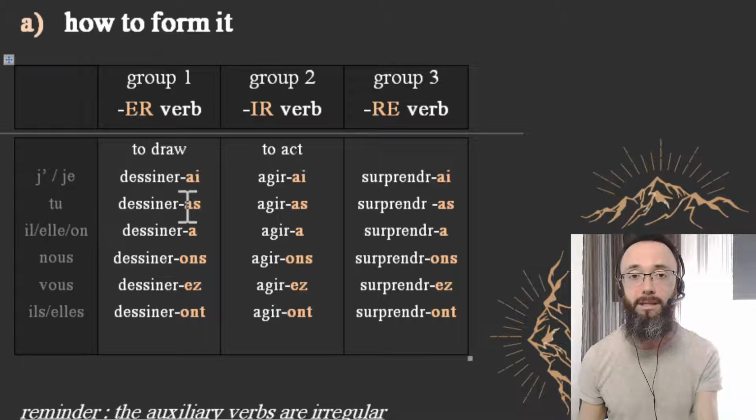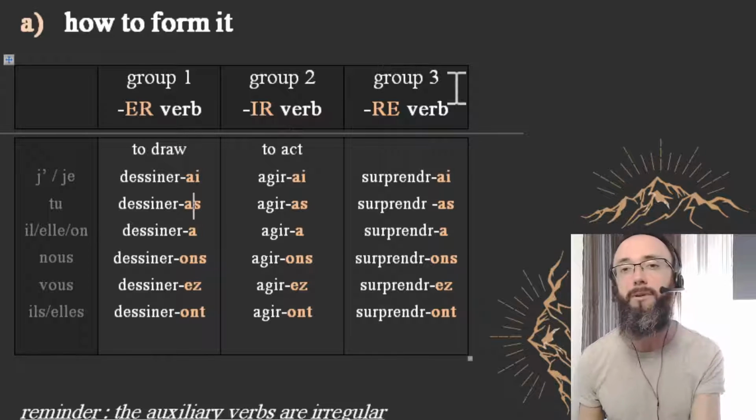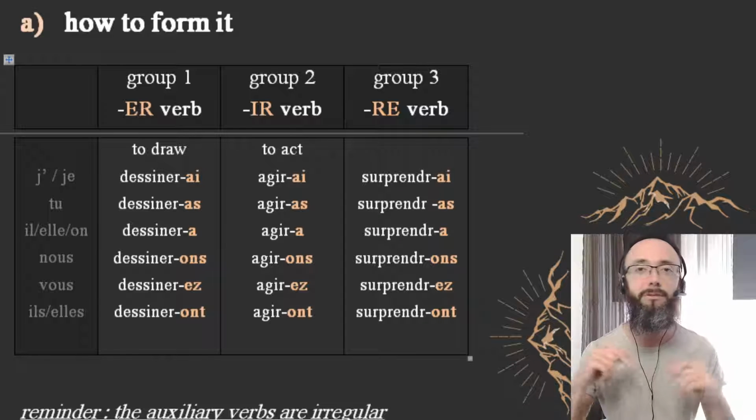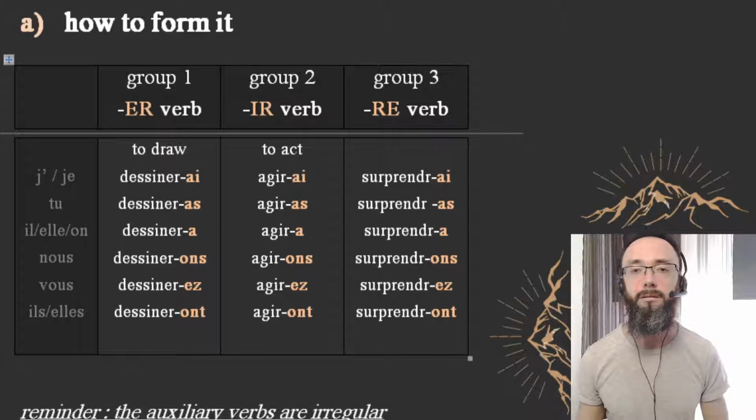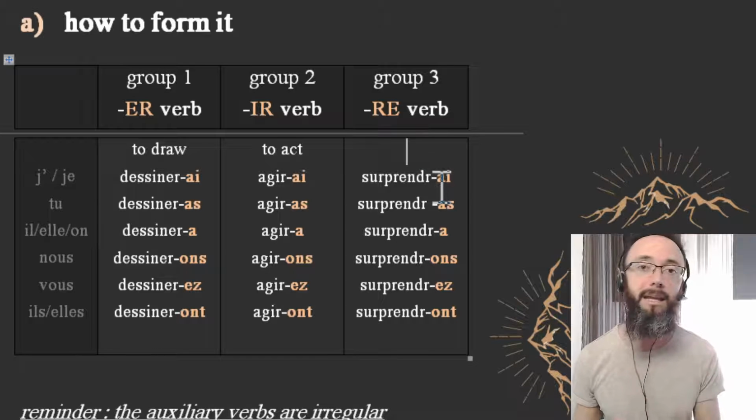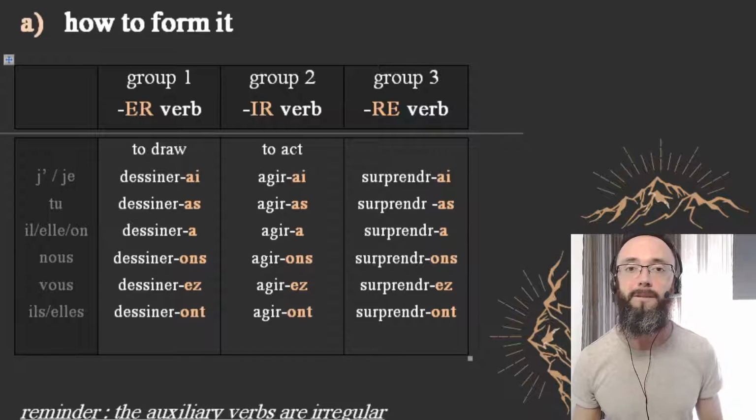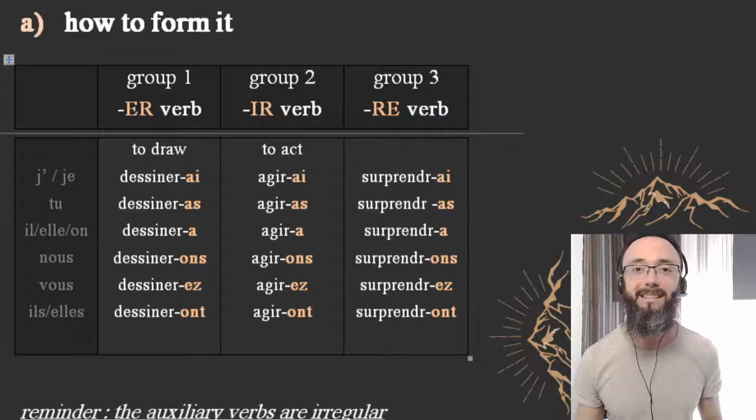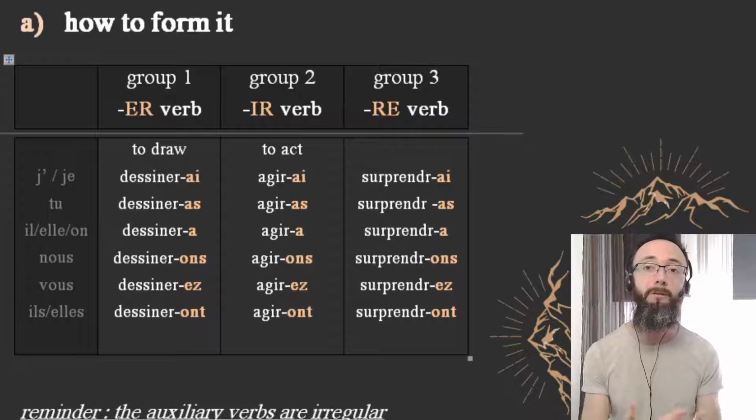Group 1 verbs easy. Group 2 verbs easy. Group 3 verbs slightly more difficult. You have to say goodbye to the E that ends the verb. And then add the ending. So that was for the first part of this lesson. And now let's take a closer look at the uses of the simple future.